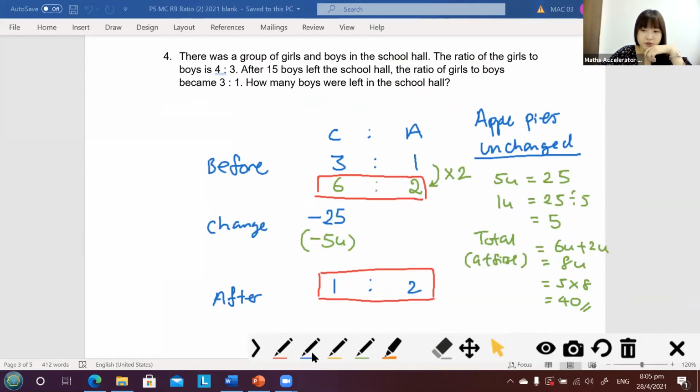Before I start on question 4, can you all read the question by yourself and let me know what is unchanged? You can select it in the poll here. Read question 4. Select what is unchanged. The one on the screen is question 3. So I'm talking about question 4. Unchanged means did not change. Nothing happened to the item.